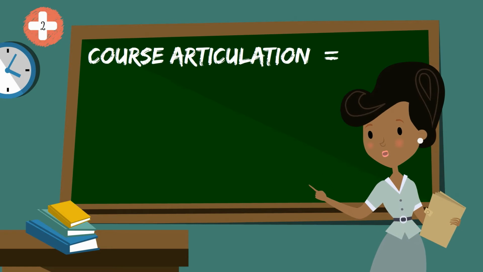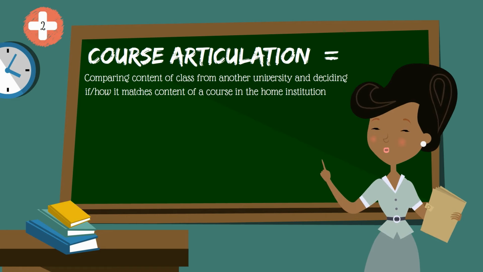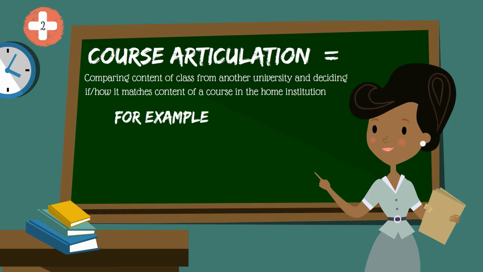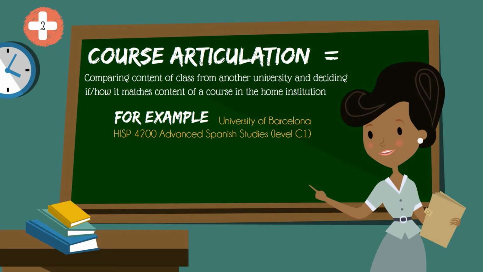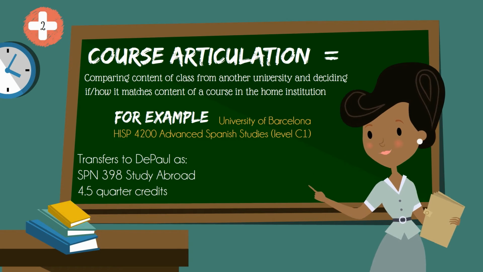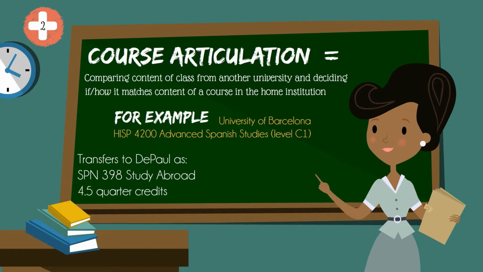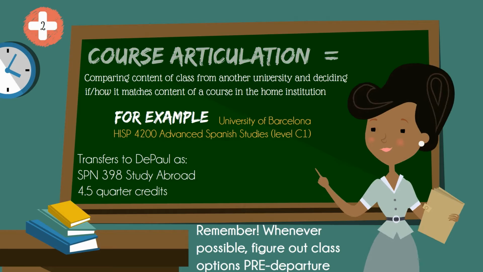Side note, course articulation is when a university reviews a course from another university. For example, Advanced Spanish from Barcelona. The course articulation report says Spanish 398. How will this class satisfy your degree requirements? Sometimes it's obvious, and sometimes you need advisor assistance.